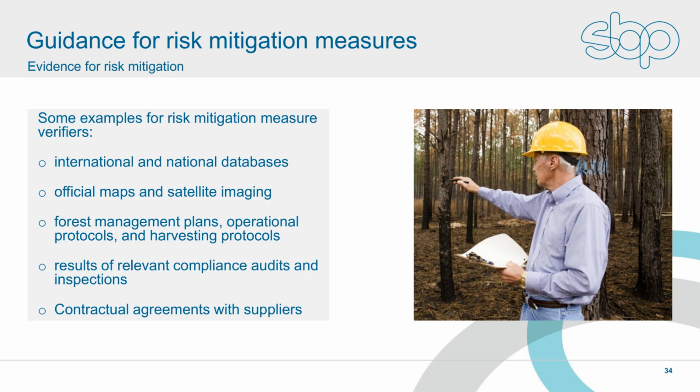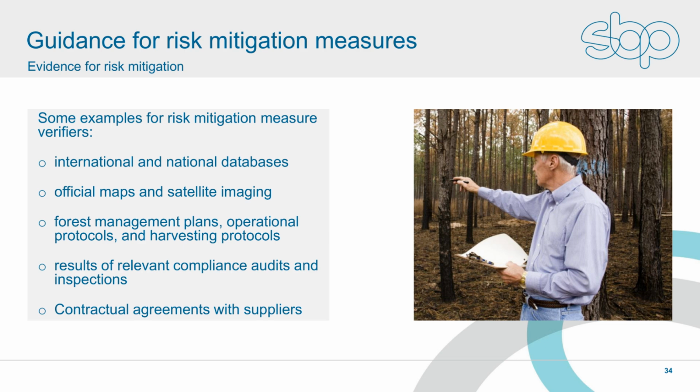Let us briefly look at the kinds of evidence that typically support risk mitigation. Standard 2 is not prescriptive about what you must use. What matters is that the evidence is credible, relevant, and kept on file. In practice, the kinds of sources most often used include international and national databases, for example, forest area and land use datasets, site records, enforcement registers, official maps and satellite imaging, for example, national forest inventories, forest management plans, operational protocols, and harvesting protocols maintained at the forest level.